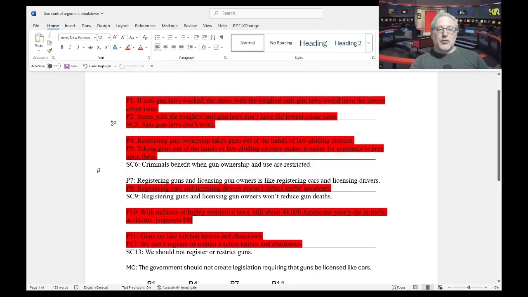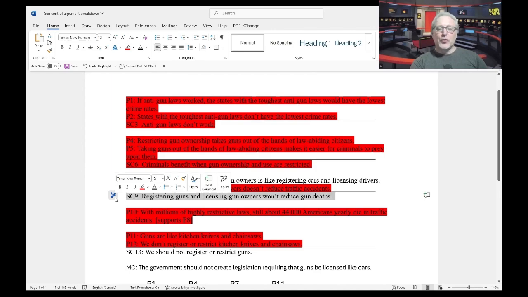Next, criminals benefit when gun ownership and use are restricted. Well, I think the same thing applies as before. It's not self-evidently true that criminals benefit when gun ownership is restricted. We already talked about that when we went over the subordinate argument. Having a gun doesn't protect you from most kinds of crime, and it's doubtful that it protects you even from violent crime. So no, this is not acceptable.